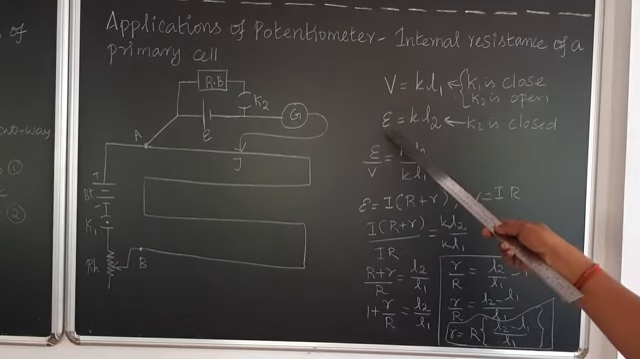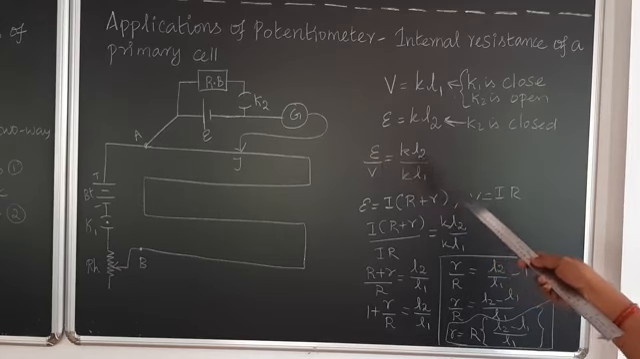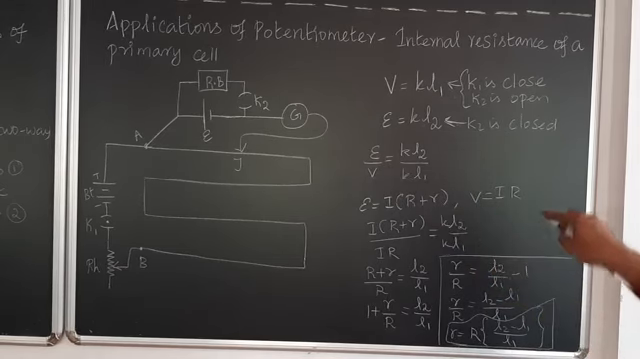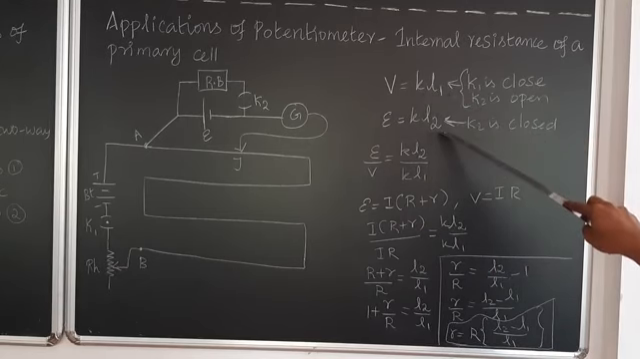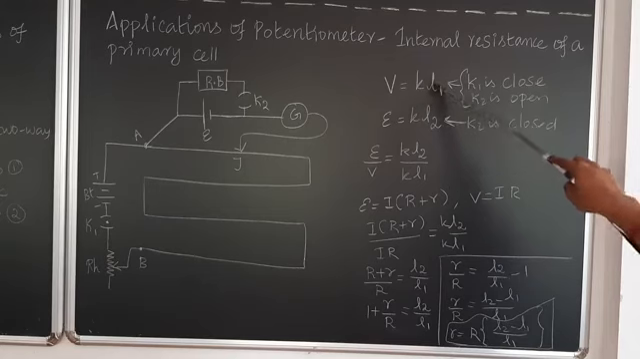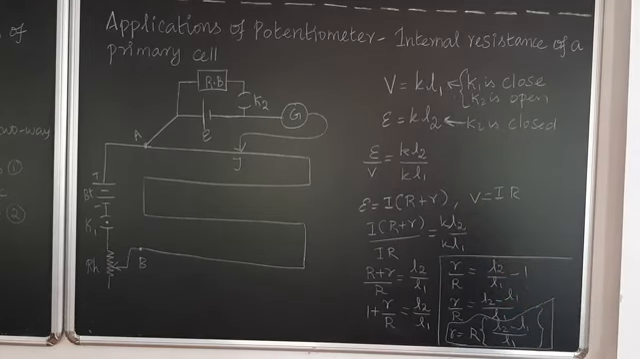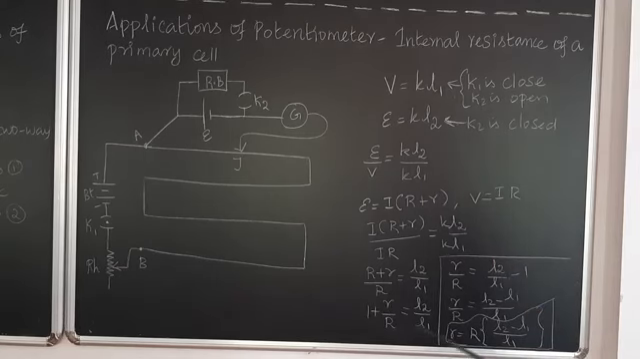Now I divide this equation by this equation. So E is equal to K into L2, divided by V is equal to K into L1. Assume that this is equation number 1 and this is equation number 2. So equation 2 divided by equation number 1: E divided by V is equal to K into L2 divided by K into L1. And simply we can cancel this K.